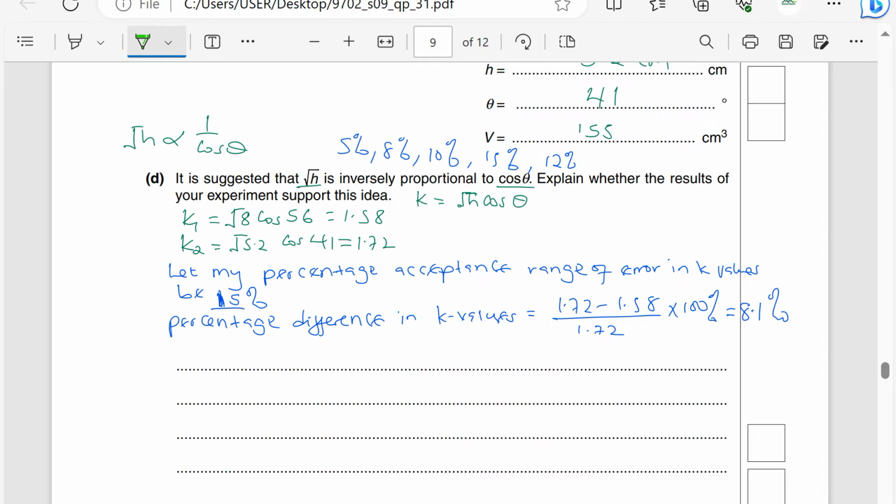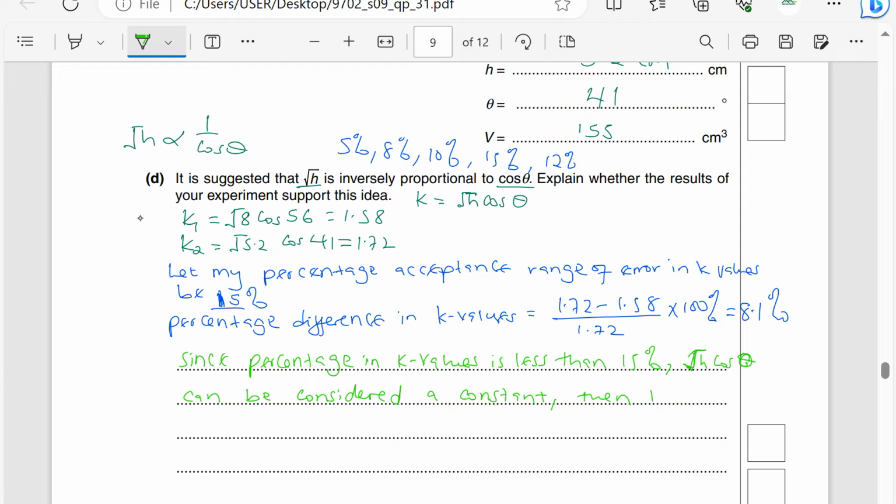I will now write my conclusion and say, since the percentage difference in K values is less than 15%, then my K, or we can say root H cos theta, can be considered a constant. And if we can consider root H cos theta a constant, then the relationship is supported.